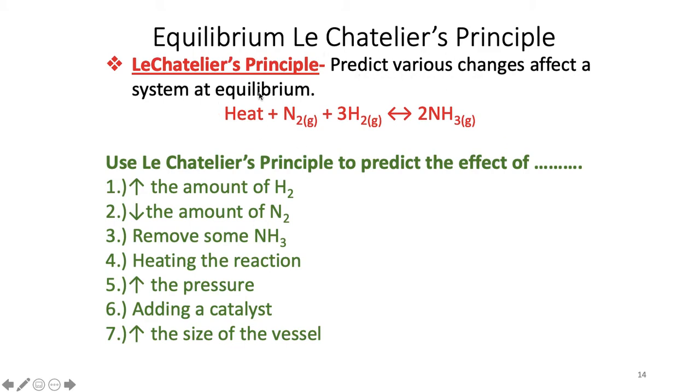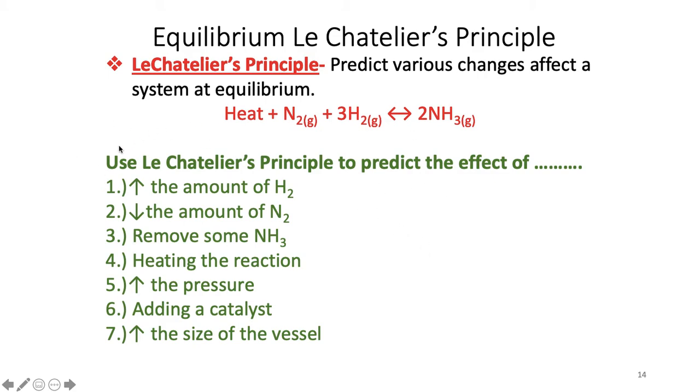Here is my very well known reaction. I have heat on the reactant side, which means that this is an endothermic reaction. It requires heat to proceed in the forward direction, so it's an endothermic reaction the way it is written. If heat appears on the product side, then it's an exothermic reaction the way it's written.